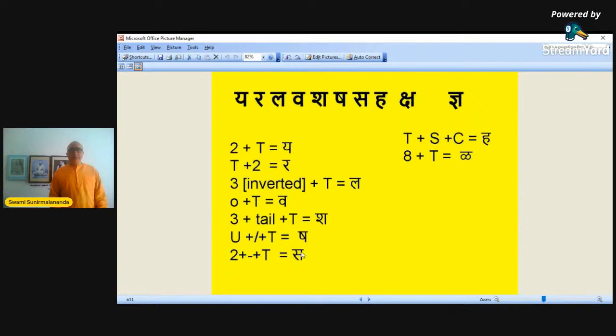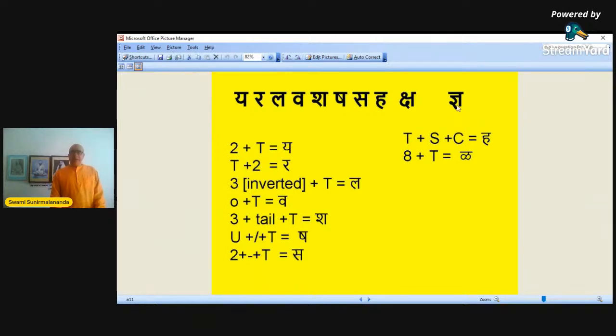It becomes sa. 2 plus hyphen plus C. In order to write ha, T, S, C. First T, below that is S, and then a C. It becomes ha. La, 8 turned 90 degrees, plus T. It becomes la.